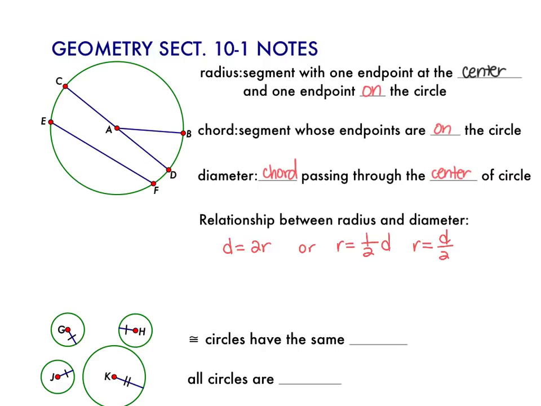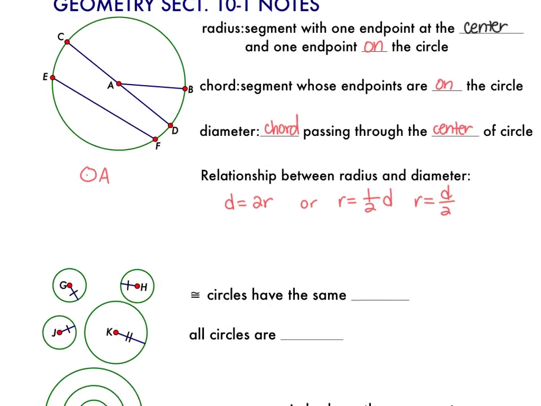Just a notation thing, the way we notate circles is we draw a circle symbol with a center, and the circle is named by its center. So this circle is circle A because its center is named A. This is how we would write that.